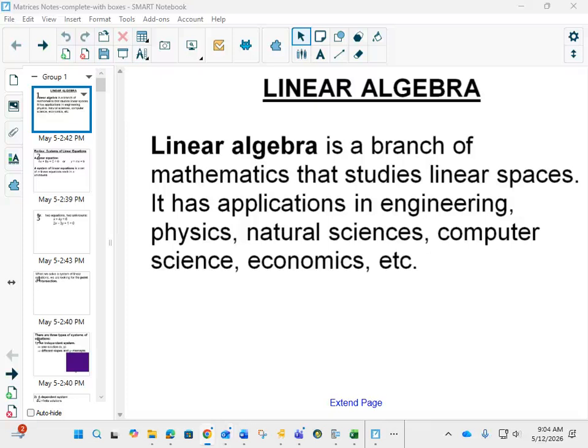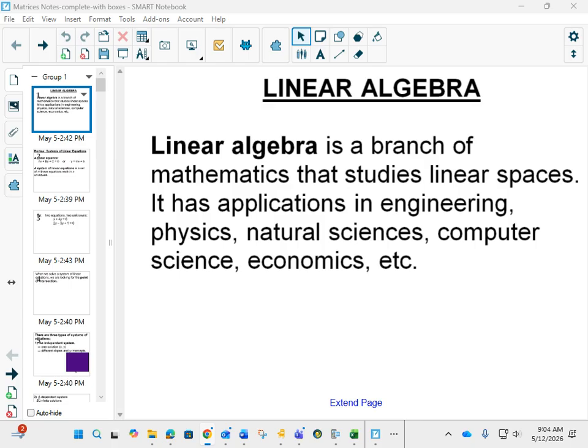It deals a lot with lines. But normally when you think of lines, you think of a two-dimensional space. Y equals mx plus b. You can also draw lines in three-dimensional spaces.